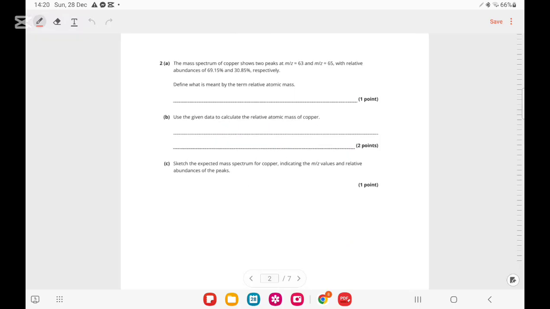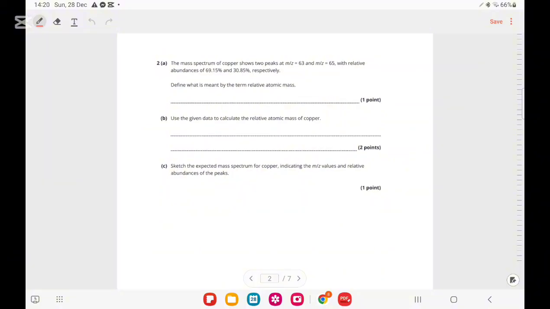In this question they say that the mass spectrum of copper shows two peaks at mass-to-charge ratio 63 and 65 with relative abundance of 69.15% and 30.85% respectively. First of all, they ask us what basically is the relative atomic mass.